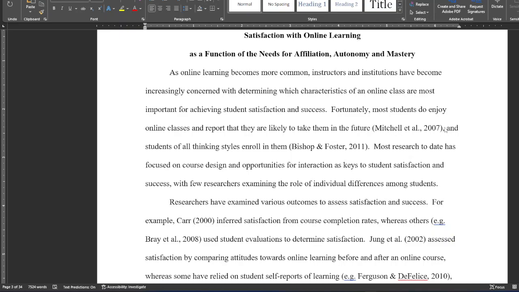Then you see after the parentheses, there's a comma. And students of all thinking styles enroll in them. And here's that citation of Bishop and Foster. So as soon as I have an idea that came from Mitchell and others, I put that in as soon as it happened. As soon as I had something that came from Bishop and Foster, I gave that citation.